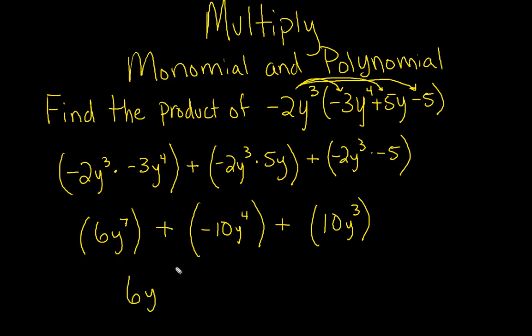Here we have 6y to the 7th, and adding a negative is just like subtracting, so we're going to do minus 10y to the 4th, and then plus 10y cubed. And that is the final answer, or the final product, when we multiply a monomial and a polynomial.